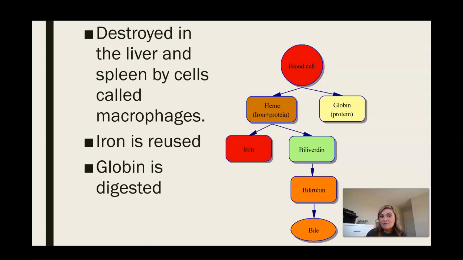Okay, so iron's reused. And then you have that globin, which is digested. And then, of course, what I meant by reused is it's going to break it down into amino acids. Those amino acids are then going to be able to be reused in other proteins that are being put together at the ribosomes.